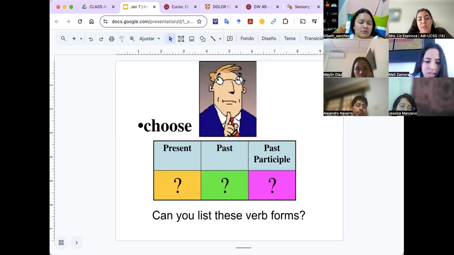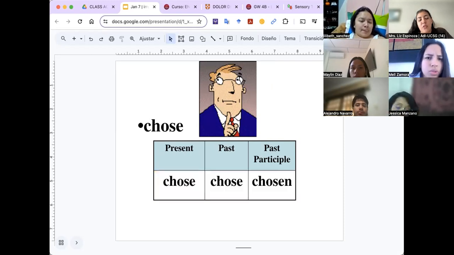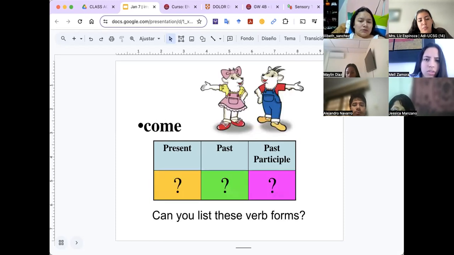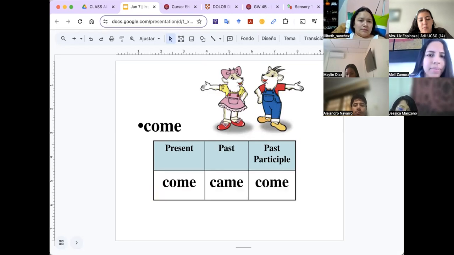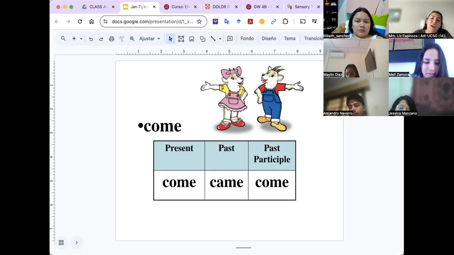Choose, present, past. What is the past of choose? Chose. Come, came. Come, came. Excellent. So remember, when you have irregulars, you can have similar words, but they are not the same.